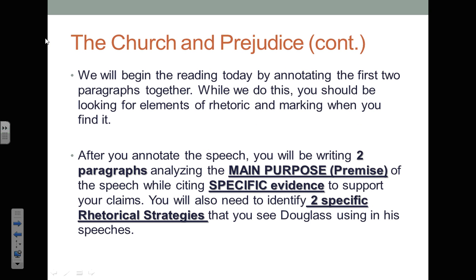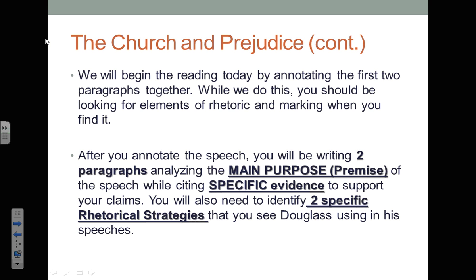So we'll begin reading today by annotating the first two to three paragraphs, and while we do this, you should be looking for elements of rhetoric. After you annotate the speech, you will be writing two paragraphs analyzing the main purpose or premise of the speech while citing specific evidence to support your claims. You will also need to identify two specific rhetorical strategies that you see Douglass using in his speeches.